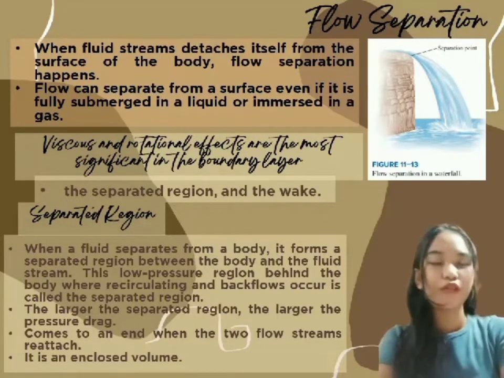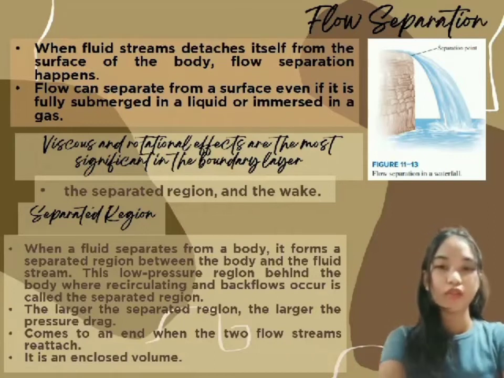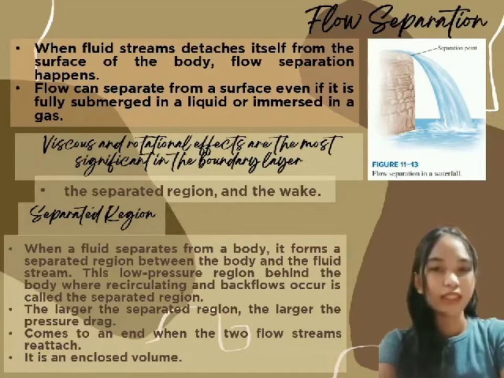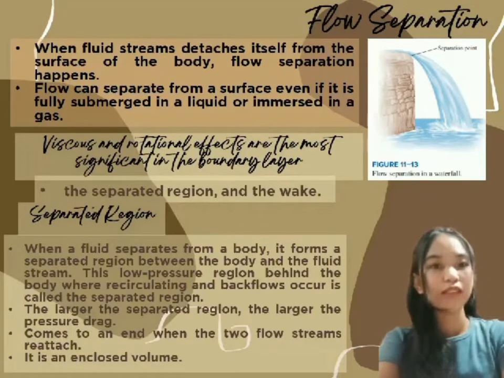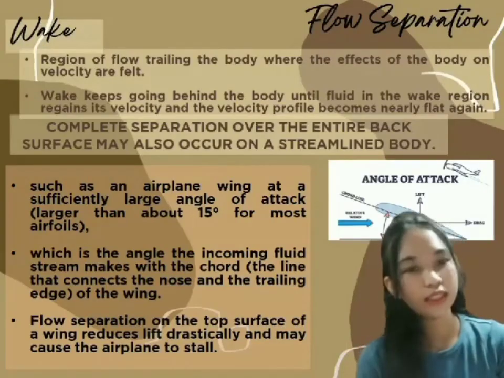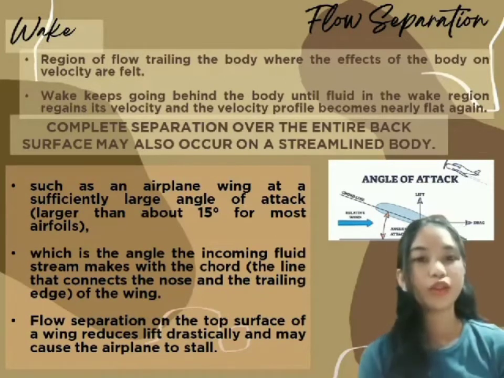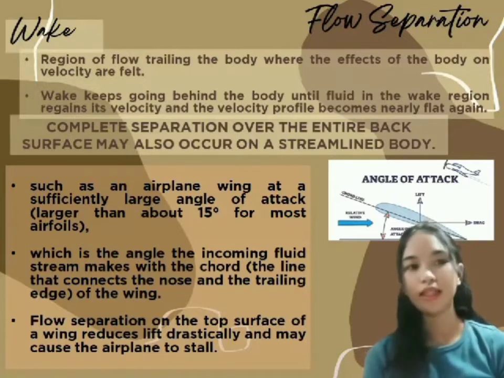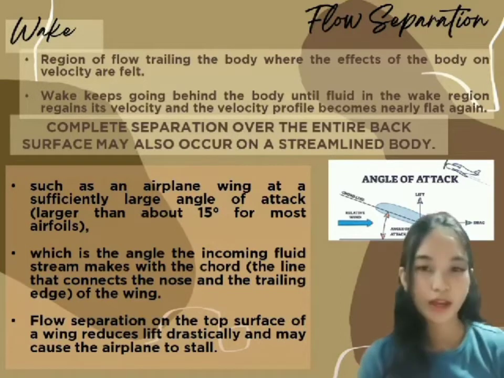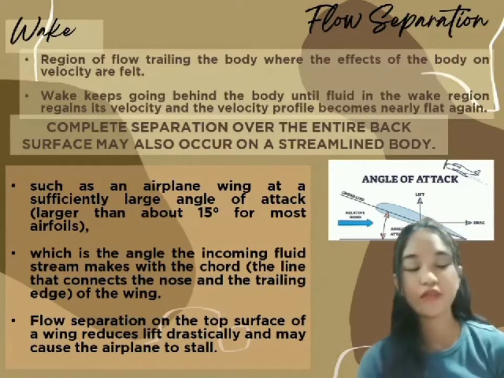The most major effects in the boundary layer are those of the separated region and wake. When a fluid separates from a body, it forms a separated region between the body and the fluid stream. This area of low pressure behind the body, a separated region, is one where backflows and recirculation occur. Reduced velocity is one of the downstream consequences of flow separation. With reference to upstream velocity, the wake is the area of flow behind a body where the body's effects on velocity are felt.